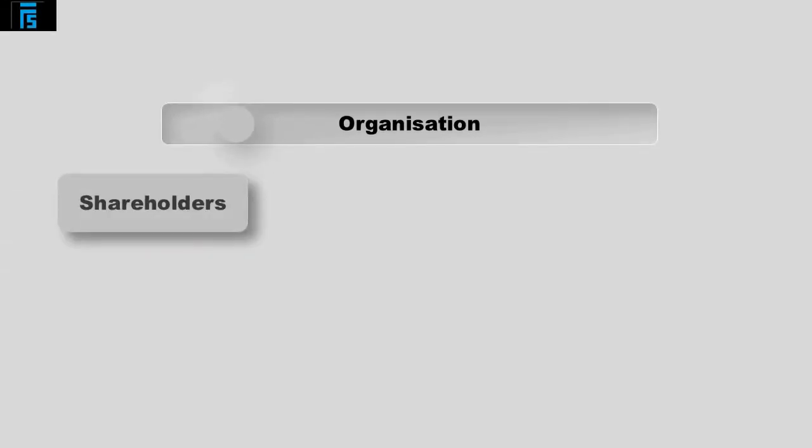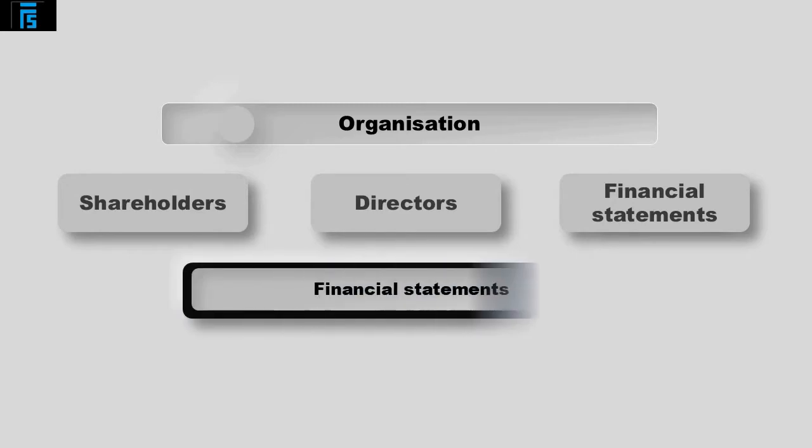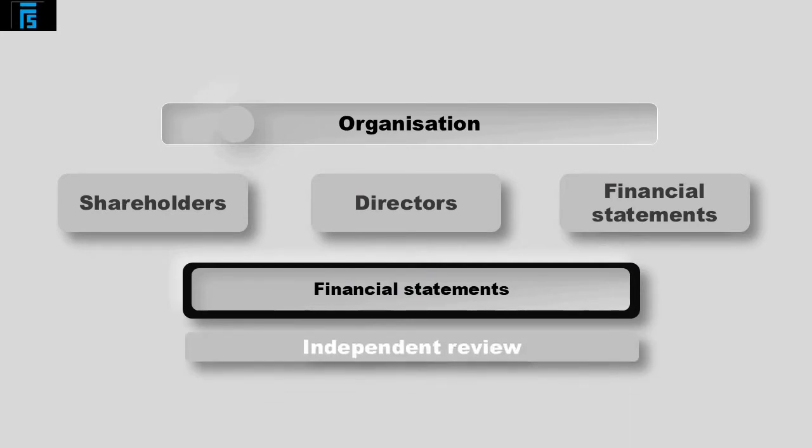An organisation has shareholders who invest money into the company, the directors who are then responsible for looking after that investment and reporting on how the company is performing, and the financial statements, which are prepared by the directors so the shareholders can see how their investment is doing, as well as other users to review for their own decisions. In order for the shareholders to feel reassured that the information they review in the financial statements is prepared properly, it is reviewed by an independent party on their behalf.